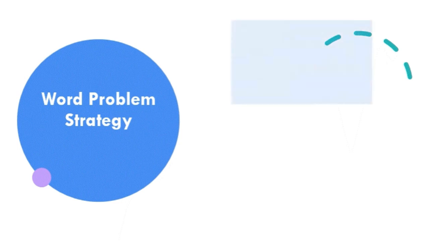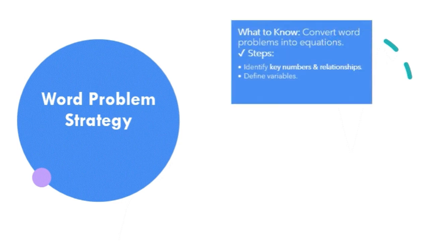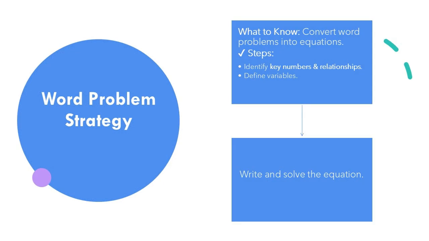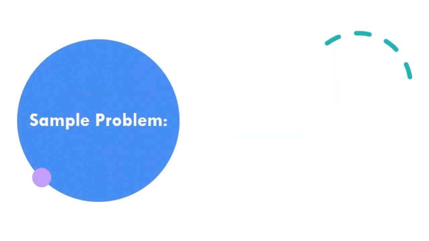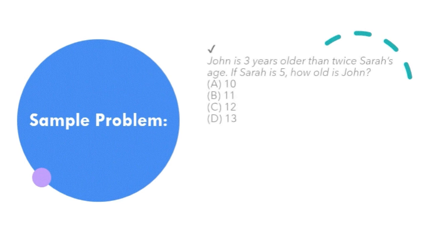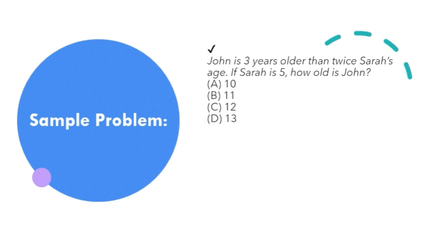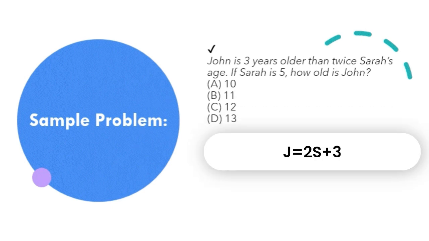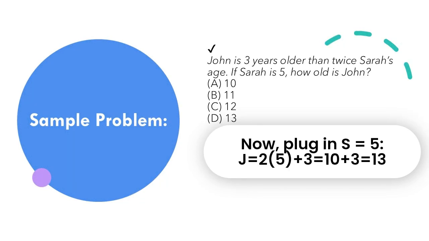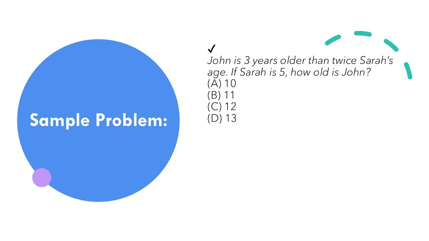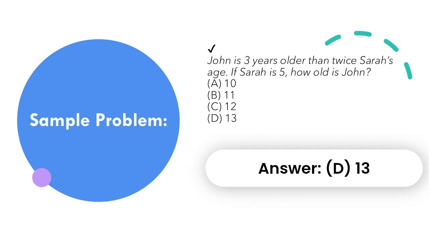Word problems can seem tricky, but the key is translating words into equations. Let's break it down step by step. Here's a classic example. John is 3 years older than twice Sarah's age. If Sarah is 5, how old is John? Start by defining a variable. Let S be Sarah's age and J be John's age. The problem says J equals 2S plus 3. Now plug in S equals 5. J equals 2 times 5 plus 3, equals 10 plus 3, equals 13. So, John is 13 years old, and the correct answer is D, 13.